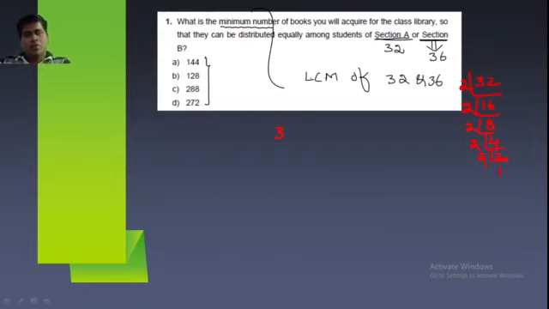So this 32, I can write as 2 to the power of 5. Why 5? How many 2's do we have? 2 into 2 into 2 into 2 into 2. So 2 to the power of 5.